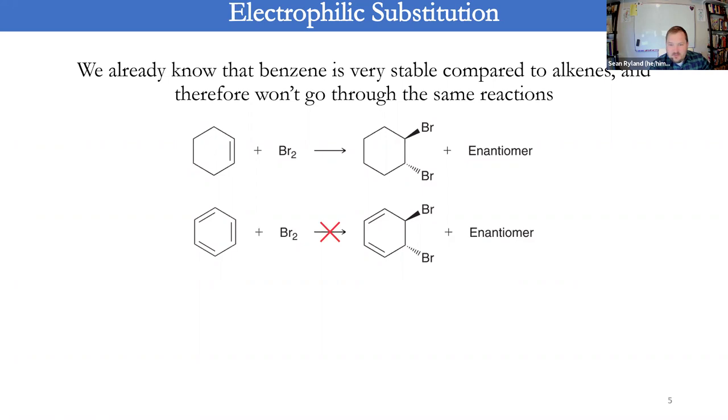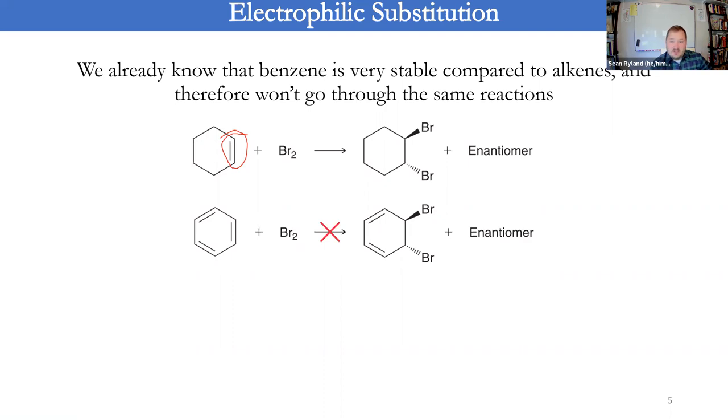We know at this point that we don't see the same classes of reactions with benzene, right? Normally, if we had an alkene or a diene, we can go through all sorts of different addition reactions. Those are electrophilic addition reactions where we have something that's attracted to the pi electrons, and we're going to wind up breaking a pi bond and adding things. We don't see that with benzene, though, because if we did that, we would lose that aromatic character. We would lose those molecular orbitals that make it so stable. So we don't see electrophilic addition with benzene.